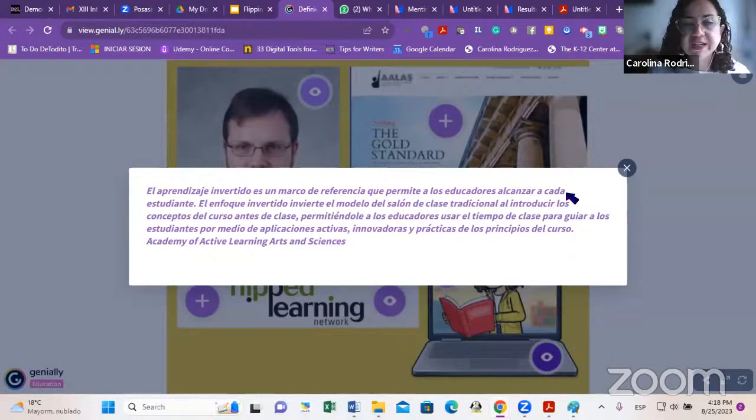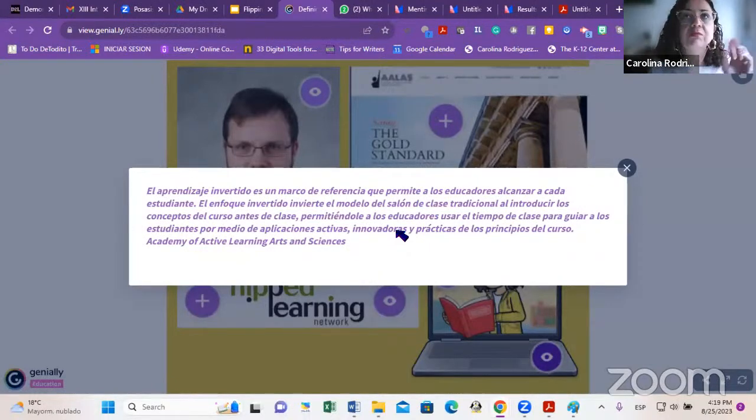That allows educators to reach every student. And this is beautiful, reach every student. So if we are thinking about student-centered learning, we want to capture every one of our students, not only the good ones or not only the average ones, right? But everybody. The flipped approach inverts the model of the traditional classroom model, introducing concepts before the class, right? Allowing educators to use class time to guide students through active application, innovative and practical application of the principles of the course.